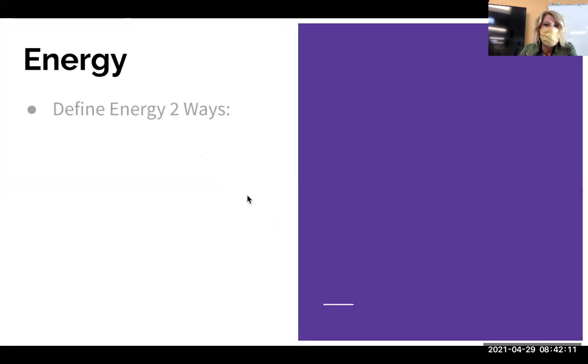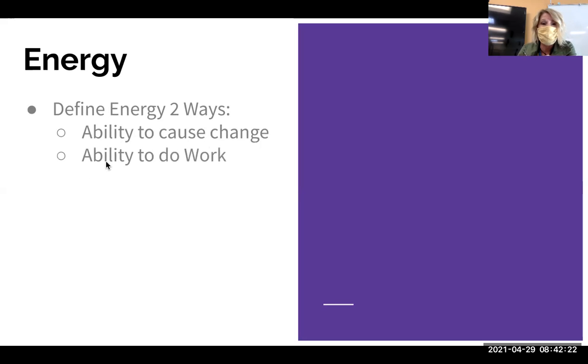All right. So energy can be defined in two ways. We can say that it has the ability to cause change, so maybe the change in an object's shape or the change in an object's motion. And another way we could talk about it is the ability to do work. And we're going to talk about the definition of work in another slide.